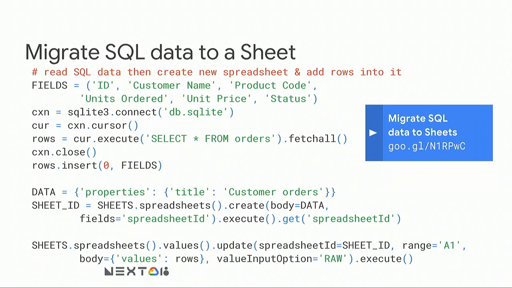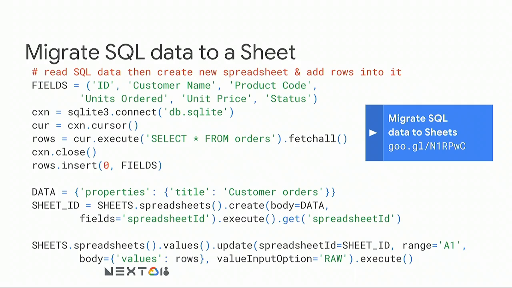Okay, that's easy. Then the next step is to take all that data and just flush that into the spreadsheet. So spreadsheets.values.update: what ID the spreadsheet was, starting at cell A1, the data, and then raw input, and then go, and it does it. Okay.